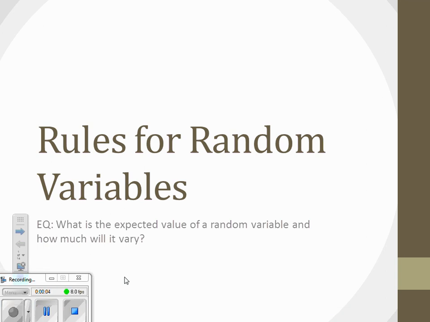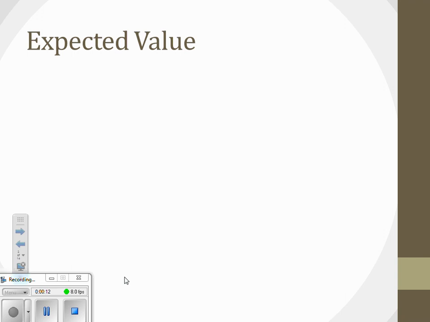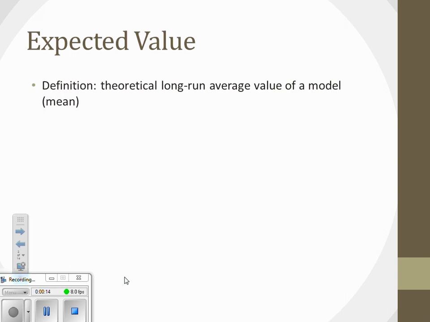So, rules for random variables. Really what we're going to look at in this particular video is expected value and standard deviation associated with some of these. Expected value is a theoretical number. It's a theoretical value. So in the long run, if we keep doing something over and over and over again, what we would expect to occur if we were to take the average of all that, right?